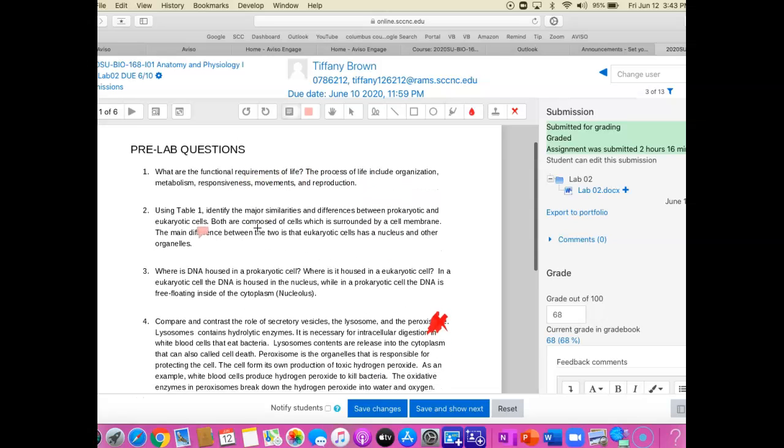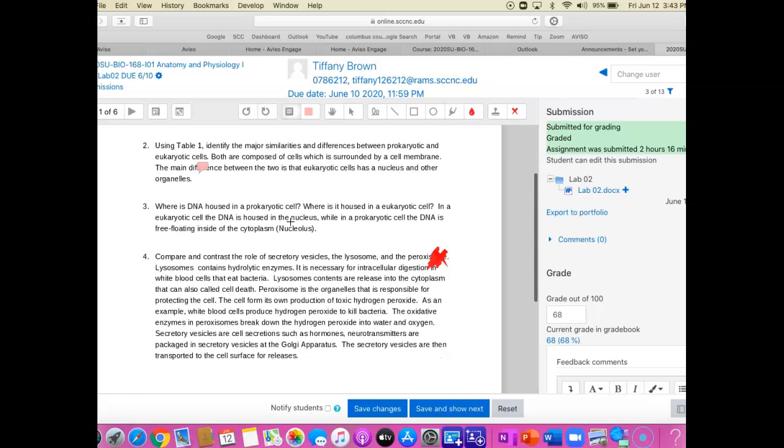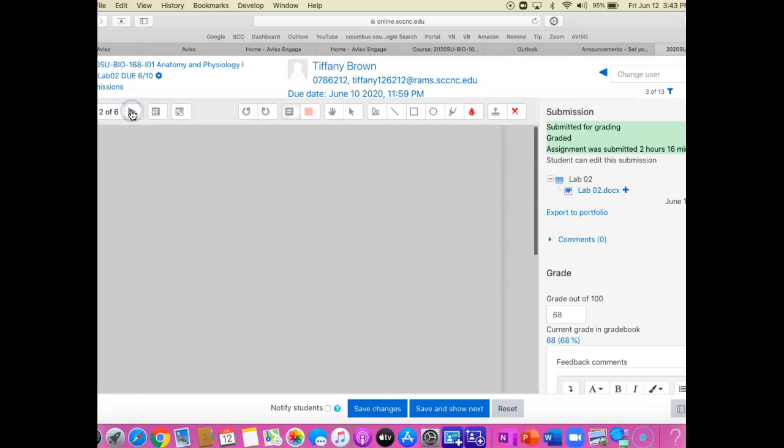So let's see here. You were to identify the major similarities and differences, and my response here is the answer is too brief. There are more similarities. So you had to identify similarities and differences between prokaryotes and eukaryotes. So yes, they are composed of cells, but they've got cytoplasm, they've got genetic material, they have more similarities. Let's see, the rest is okay.